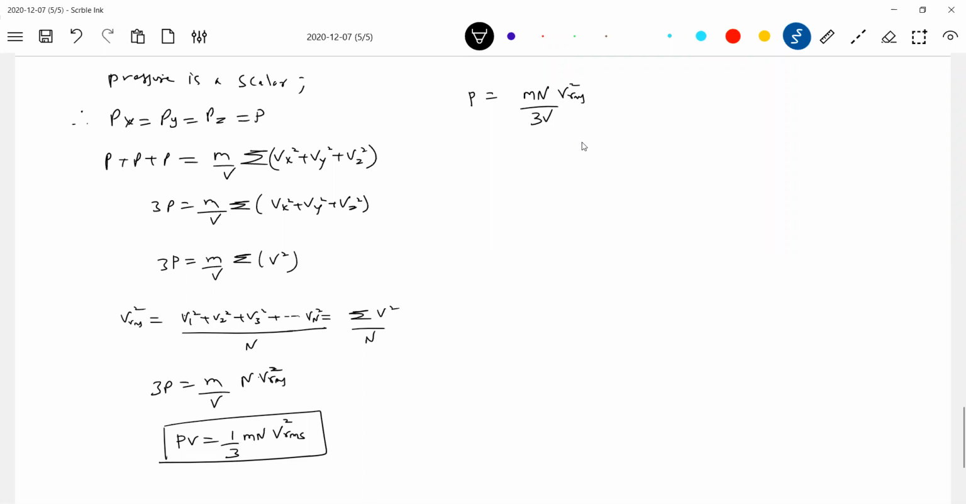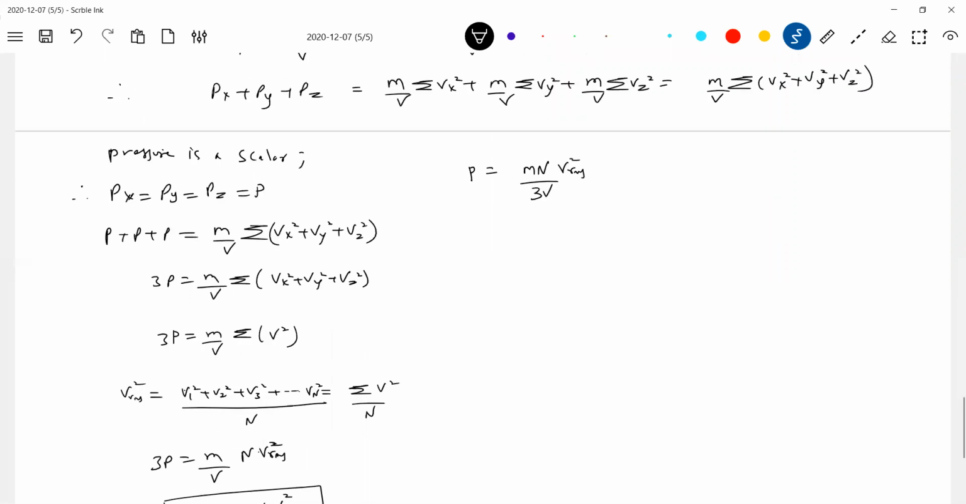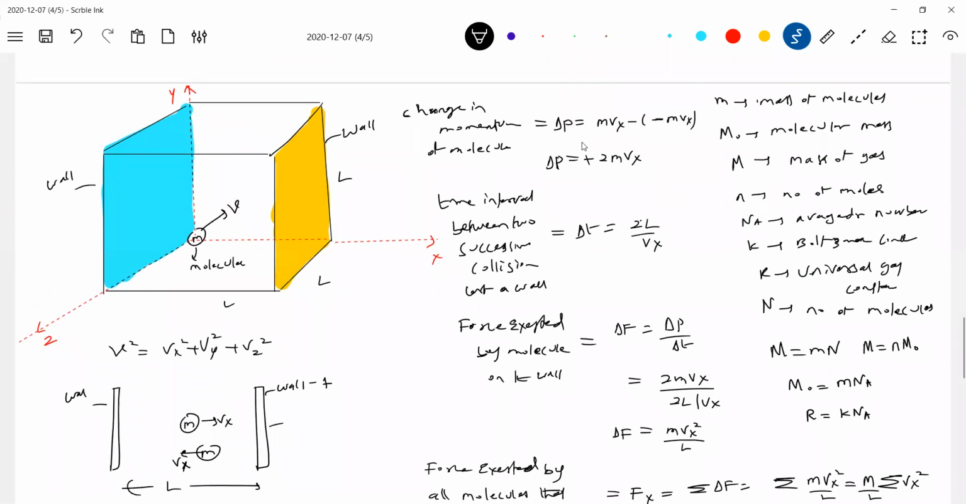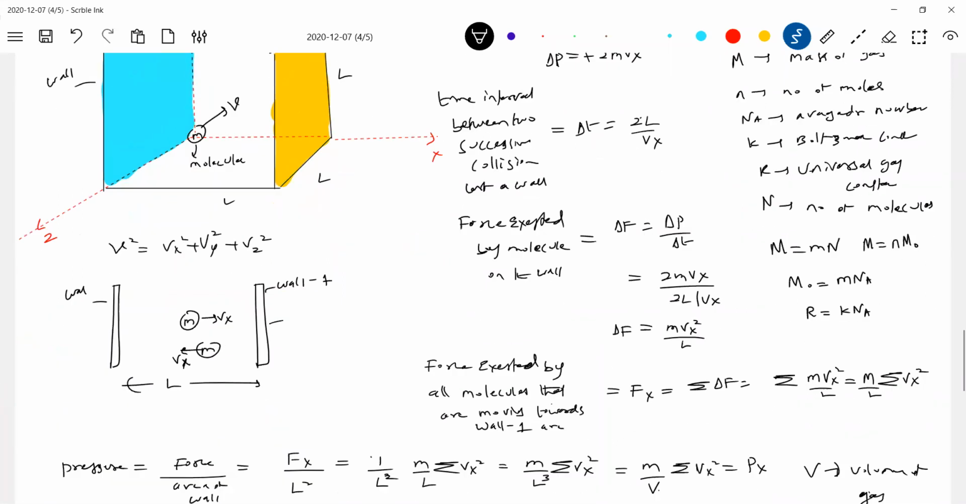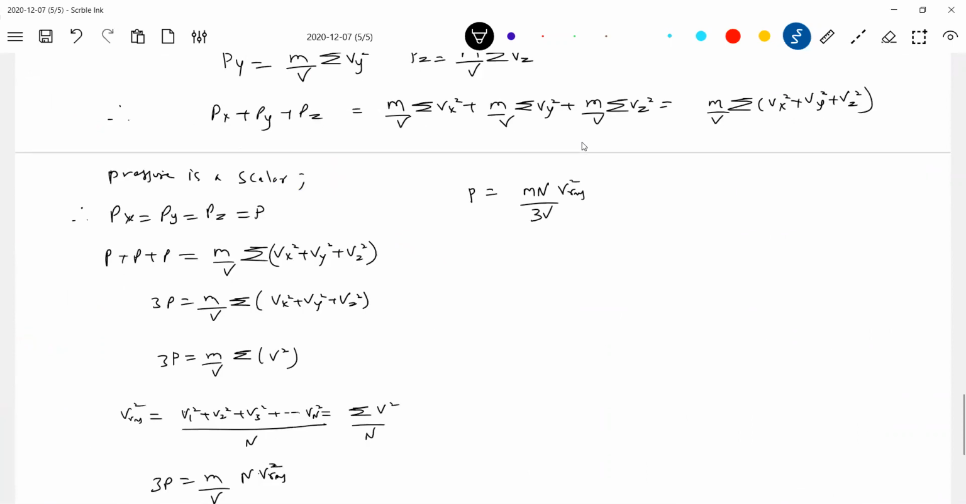Shall we go for further expansion? What is mN? So we had a formula, can you remember? Small m into N will become the mass of gas. Shall I write capital M?